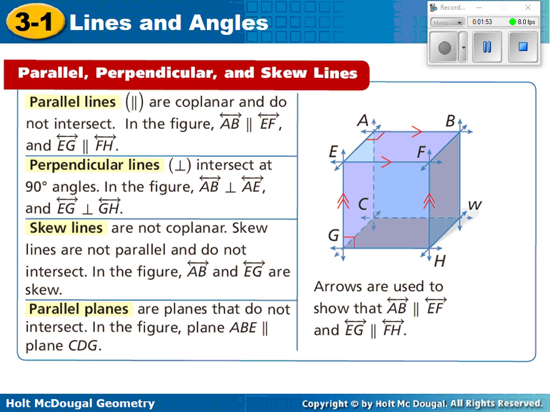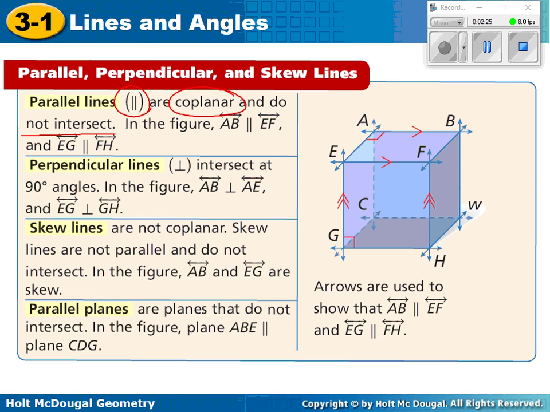So first thing is parallel lines. What do you guys know about parallel lines? They never intersect. So what we're going to add to that in geometry is not only are they lines that don't intersect, but they have to be coplanar. And that's not something often taught before this class. They have to be in the same plane and not intersect. They're going to be called something different if they are not coplanar and don't intersect. So parallel lines are coplanar and don't intersect.